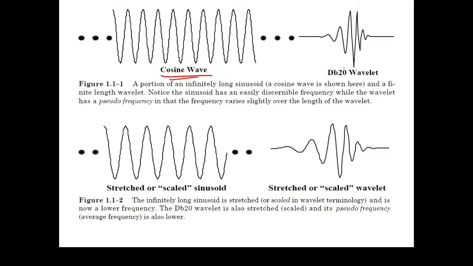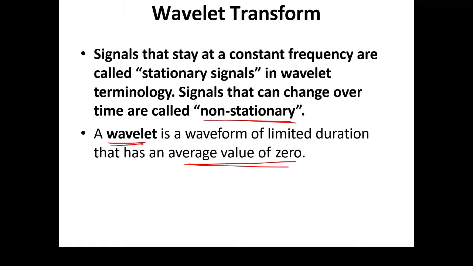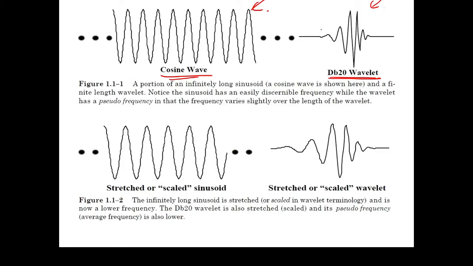Suppose this is a cosine wave, and then we have a db0 wavelet. In the Fourier transform, the cosine waves or sinusoidal waves are the basis functions. In the wavelet transform, wavelets are the basis functions. As I told you, the definition here is that a wavelet is a waveform of limited duration, and it has an average value of 0. Wavelets are limited within time, and if you find the average amplitude, it will have a value of 0.